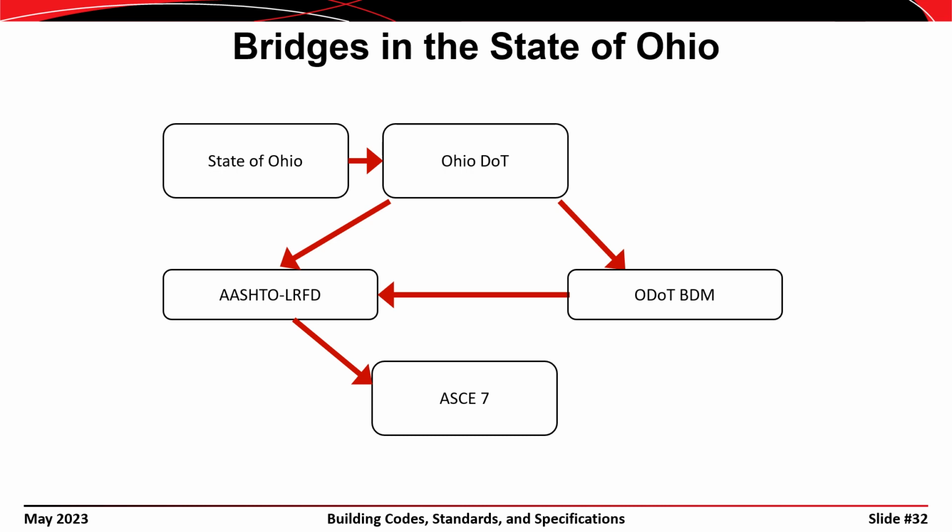Another example might be the use of a certain type of construction. Maybe they don't like, as an example, to use galvanized metal formwork in their bridges unless they have to. So the ODOT BDM provides an exception to the AASHTO specification for work that occurs in the state of Ohio. And then by reference, the AASHTO LRFD specification provides a reference to the ASCE standard for some of its loadings. Wind load, for example, is one of those cases.